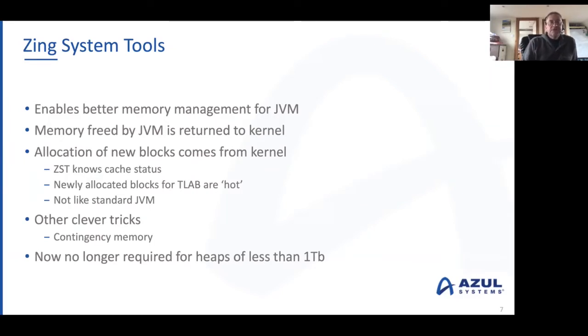Having said that, Zing System Tools is an extra piece that you would need to install. If you're looking at microservices architectures and you want to deploy using things like Docker containers, then what we've now done is change the way that Zing works using some more modern Linux system calls, so that if you have a heap space of less than 1 terabyte, you don't need to use the Zing System Tools. You can if you want, but you don't have to. So you can deploy into containers as long as your heap space is less than 1 terabyte.